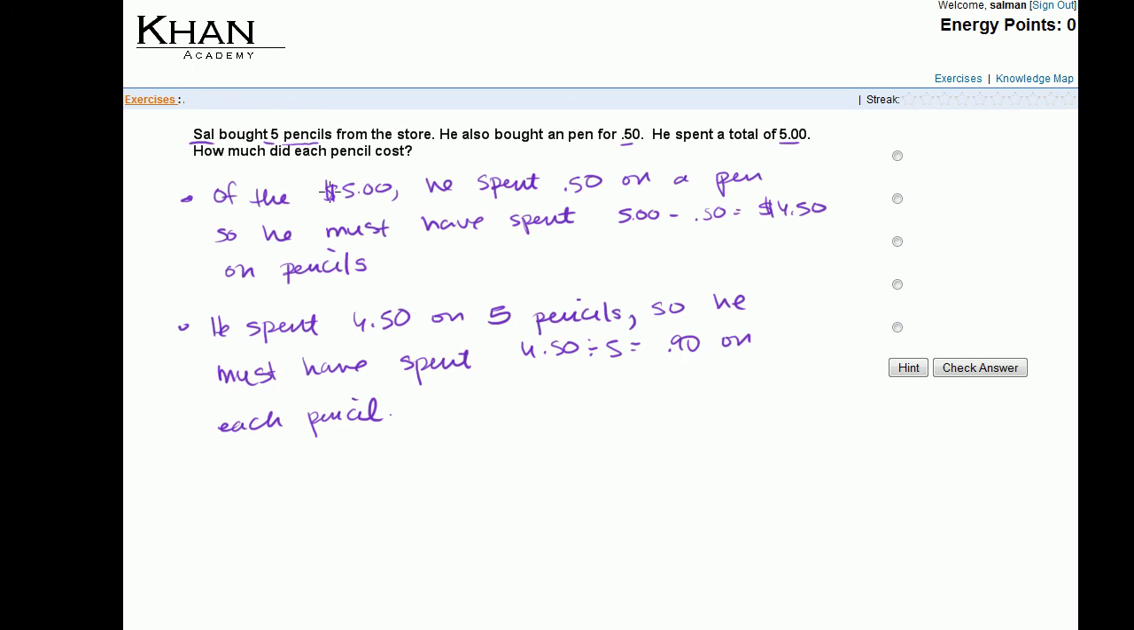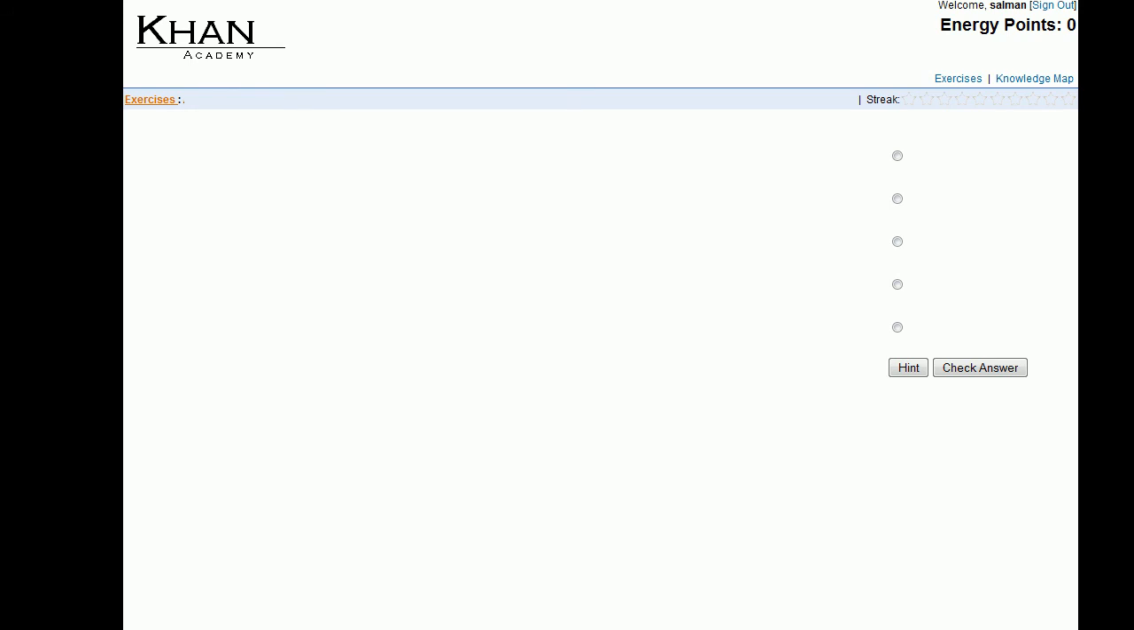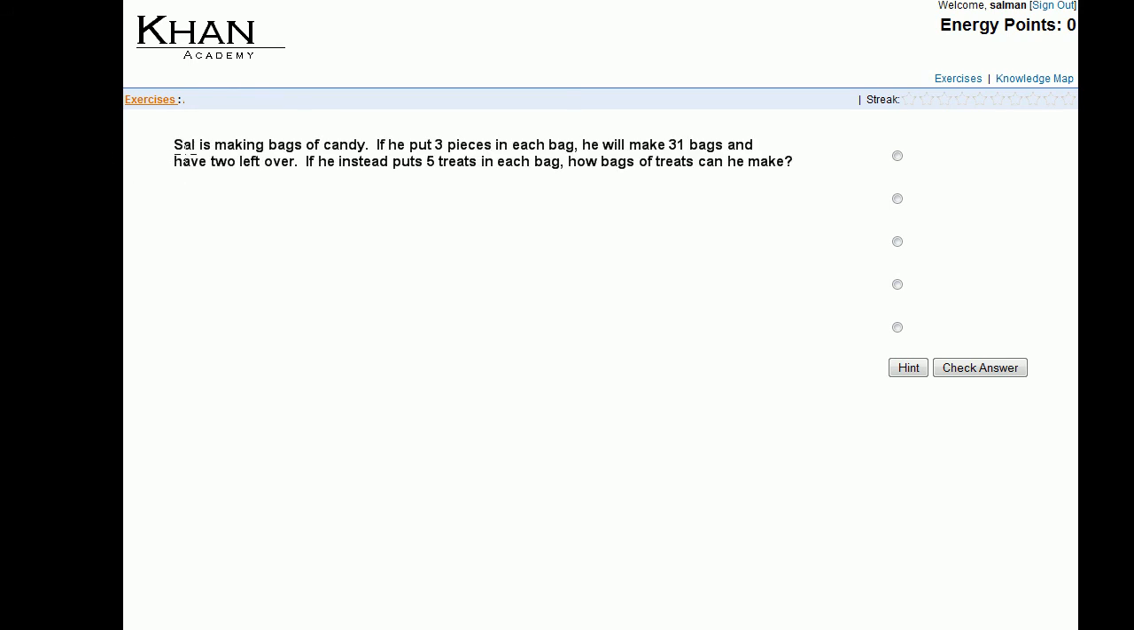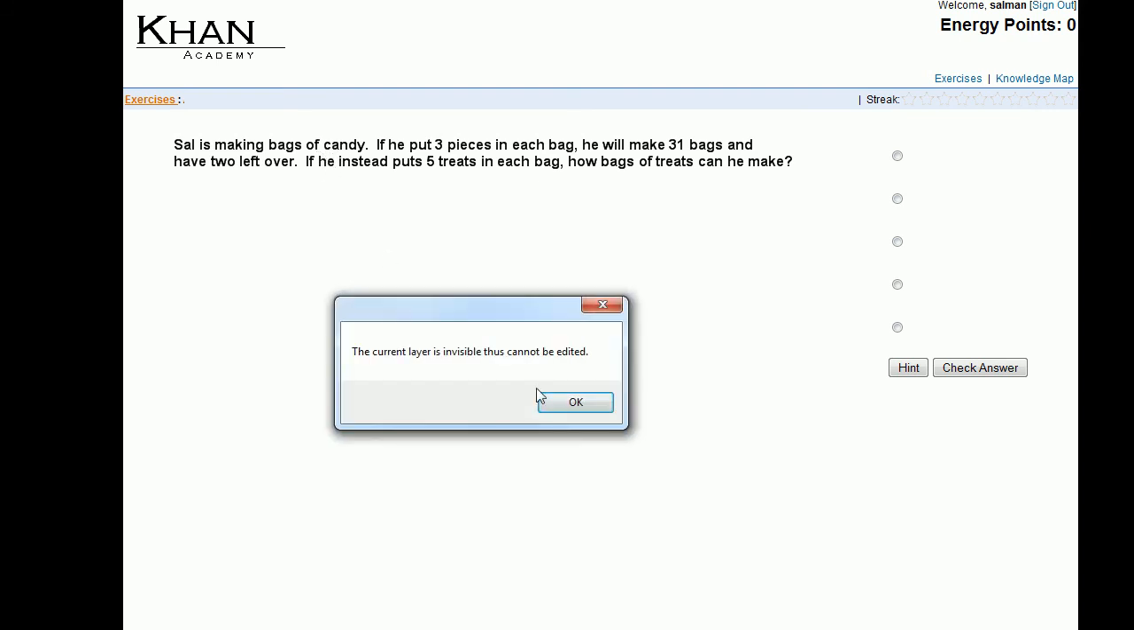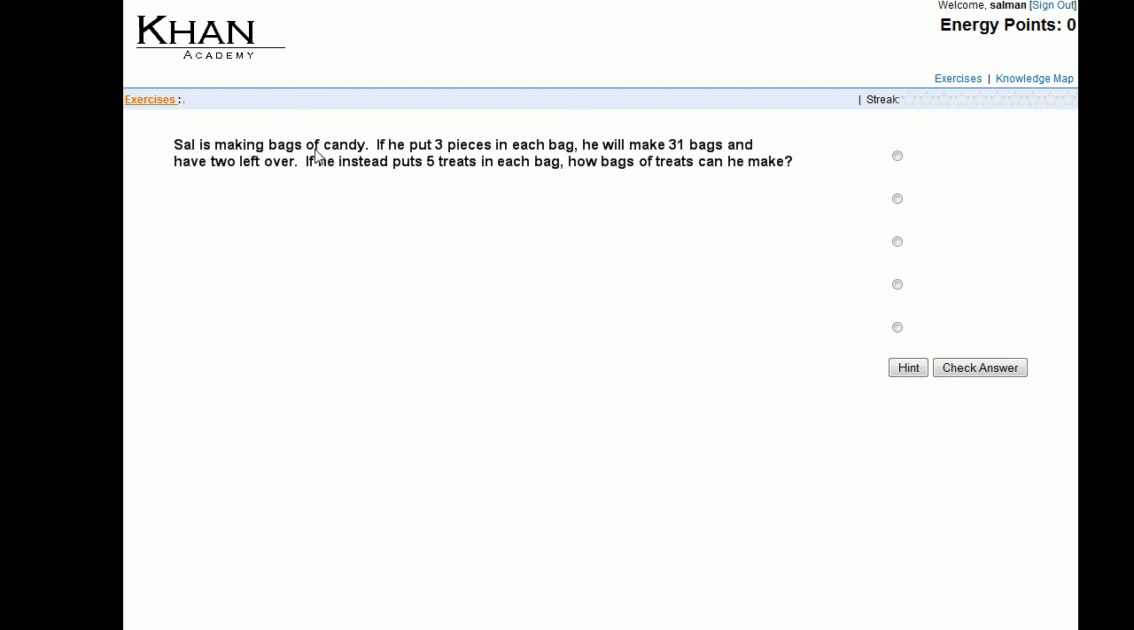Now, the last one we want to do, and once again, I keep using my own name, but you want to use the proper name generator so that it gives you random names every time. Sal is making bags of candy. Once again, candy can be changed depending on if we want to make it look like there's even more types of problems there. If he put 3 pieces in each bag, he will make 31 bags and have 2 left over. If he instead puts 5 treats in each bag, how many bags of treats can he make?